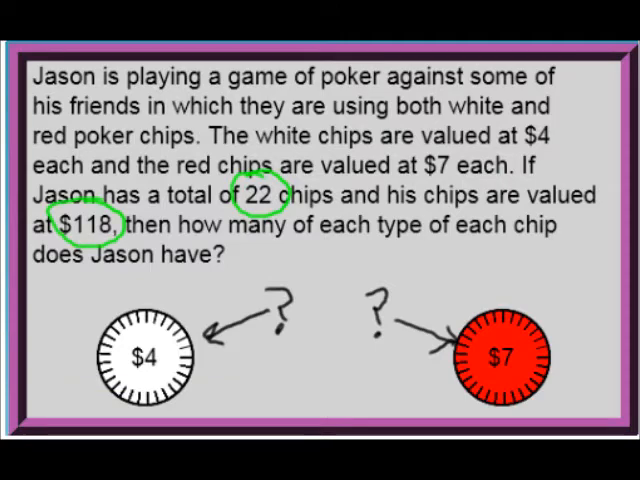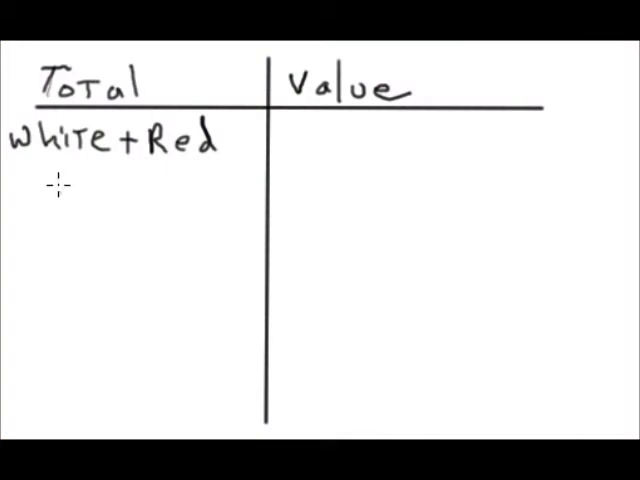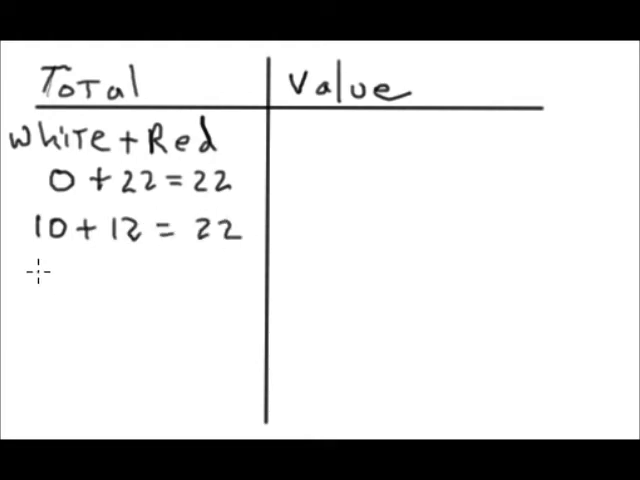Okay? So the first thing we want to do, and there are different ways of doing this, you can go ahead and do guess and check if you really want to. We can say, okay, what if there were 0 white and 22 red? Well, that adds up to 22. There could be 10 white and 12 red. That also adds up to 22. There could be 15 white and 7 red. That also adds up to 22. So there are a lot of combinations available, and if you want to go through every single one, you're more than welcome to, but I'd rather keep things as simple as possible.